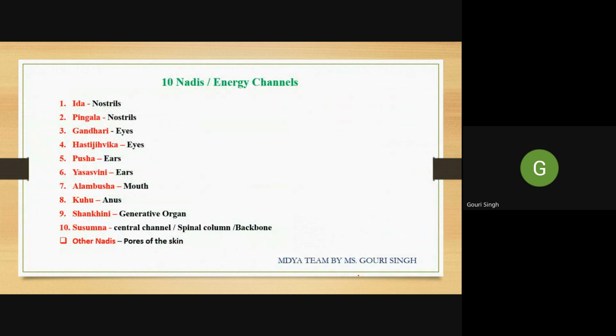Let's come to today's class. So today we are going to discuss the nadis. So what are the nadis discussed here? Nadis means energy channels. So there are 10 nadis discussed here.